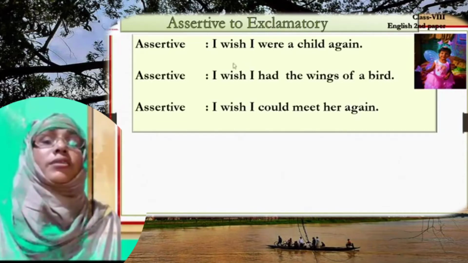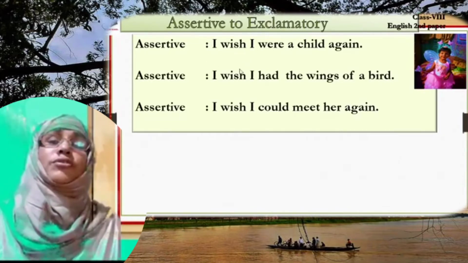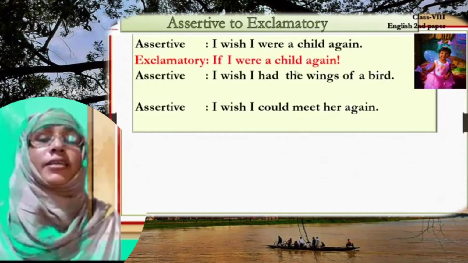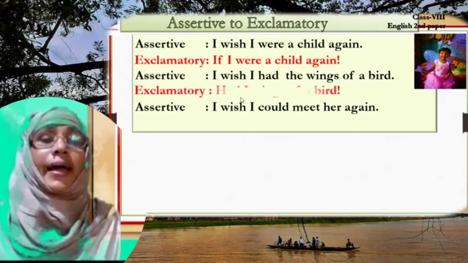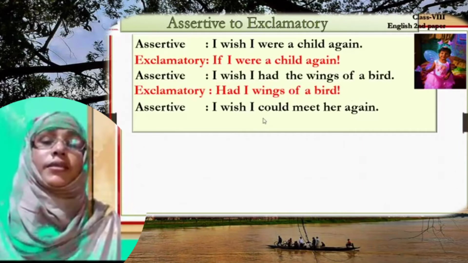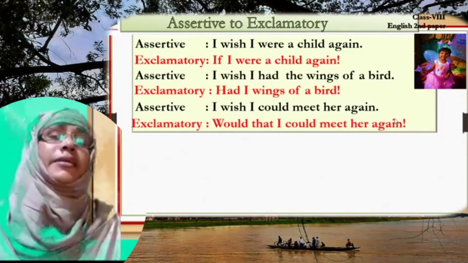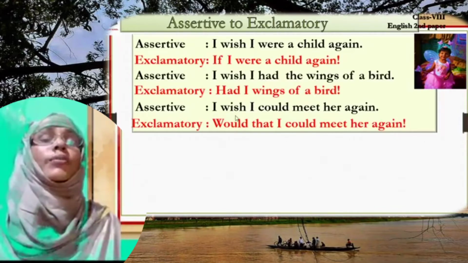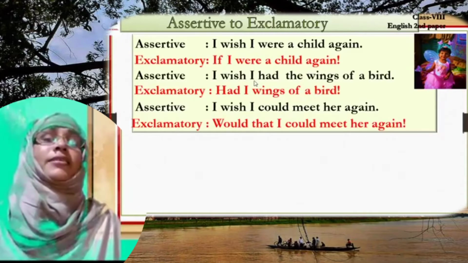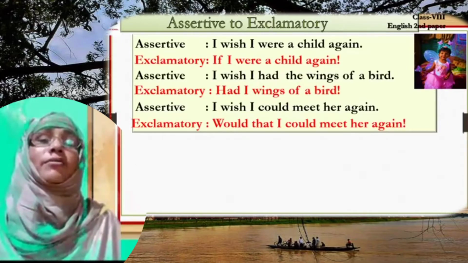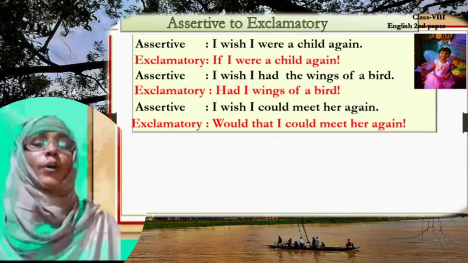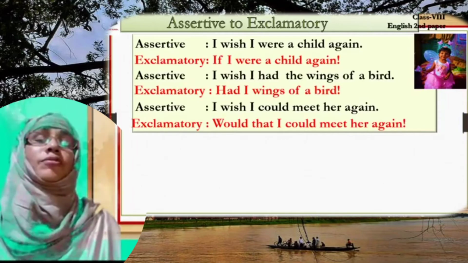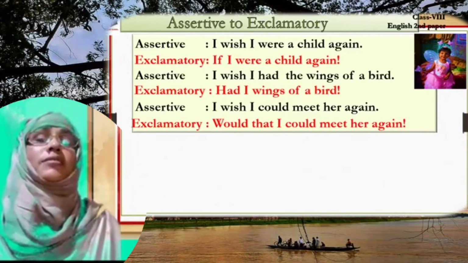If the sentence starts with I wish, then how do we do it? If I were a child again, or had I wings of a bird, would that I could meet her again. When there is I wish, we use if, had or would that. Nothing else changes, just change only: instead of I wish, just write if, had or would that, and the rest of the sentence will remain the same.